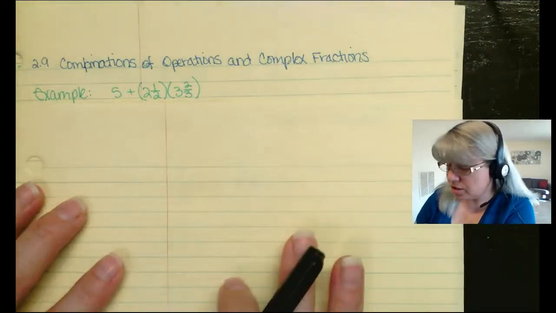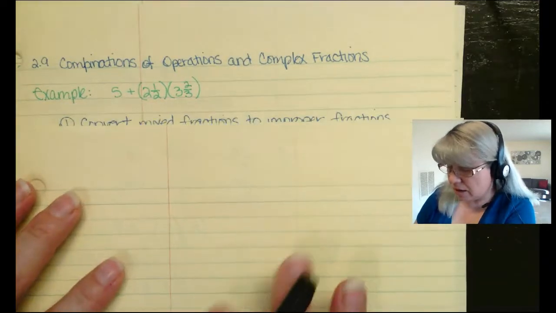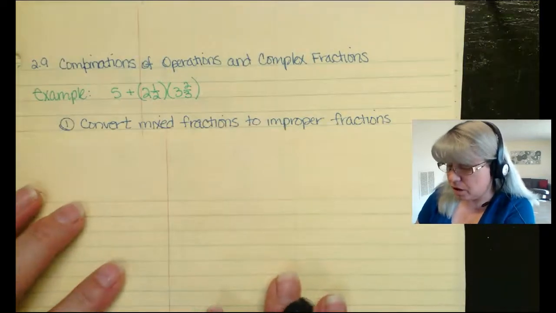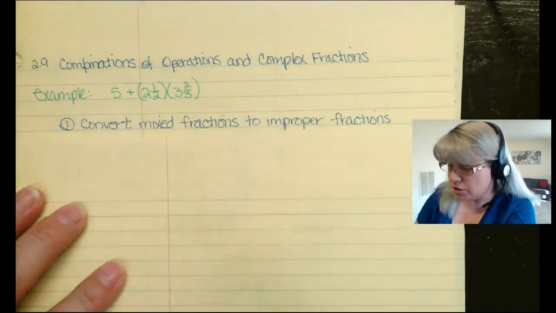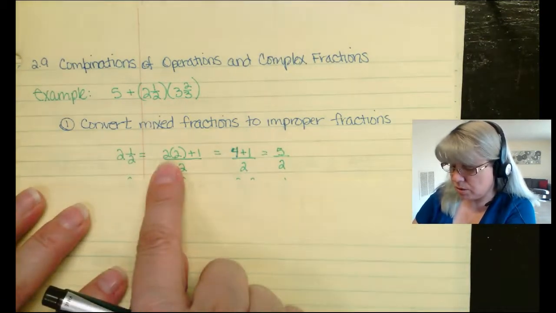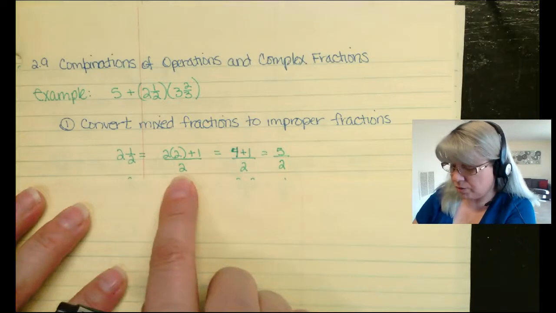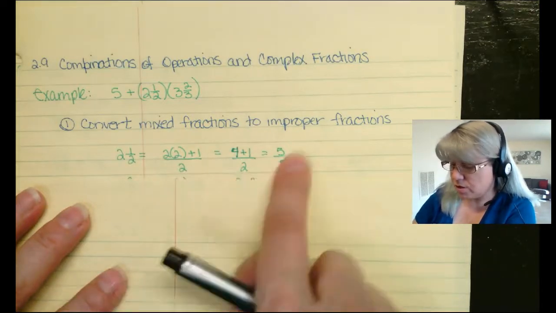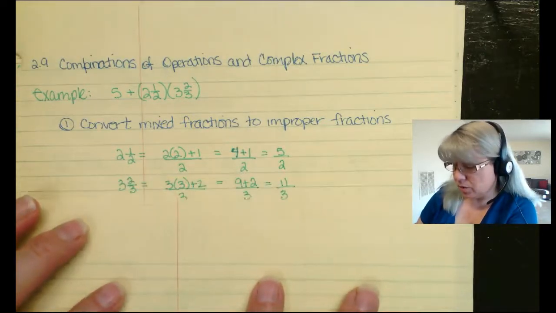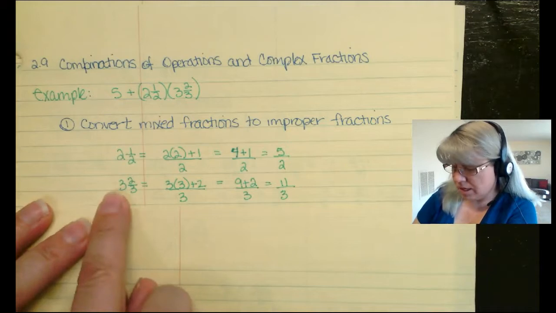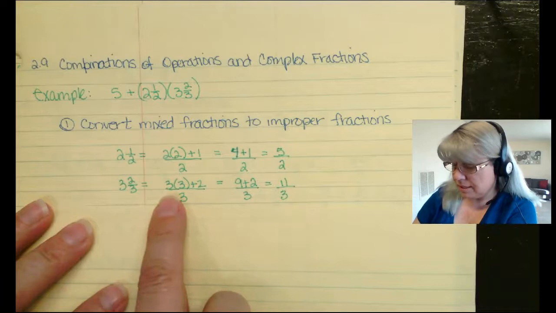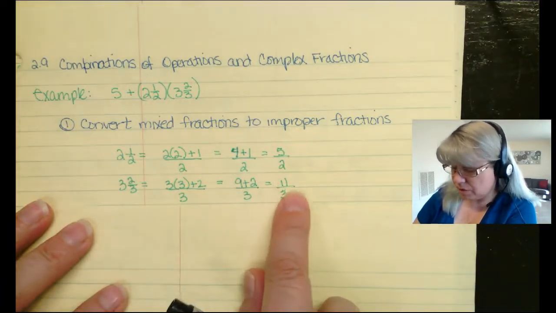Now, we need to figure out how to multiply mixed numbers. Well, the first thing we want to do is convert our mixed numbers to improper fractions. So 2 1/2 will be 2 times 2 plus 1 all over 2. 2 times 2 is 4 plus 1 over 2, so that's 5 halves. And converting 3 2/3 is going to be 3 times 3 plus 2 all over 3. 3 times 3 is 9, plus 2 is 11, so 11 over 3.